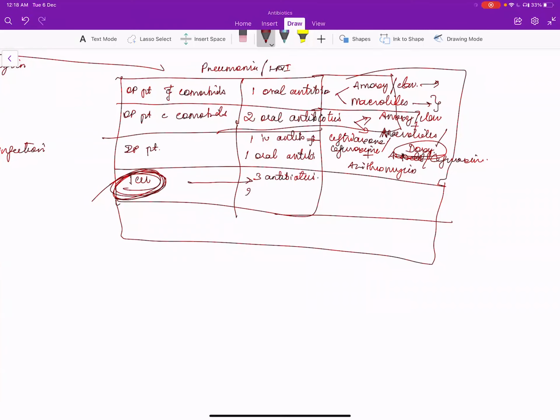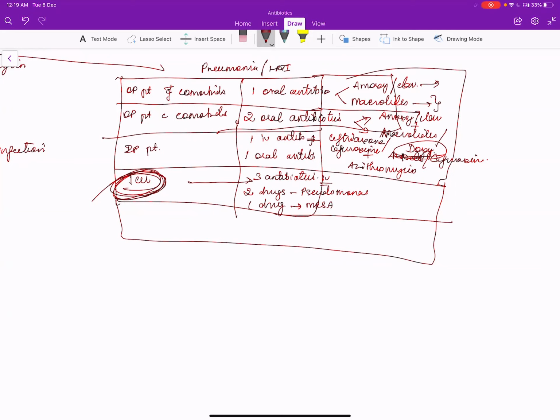All has to be oral. We have to give 2 drugs which cover pseudomonas. All has to be oral. IV, you mean? IV. 3 drugs should be IV. 2 drugs have to be anti-pseudomonal. 1 drug has to cover MRSA.